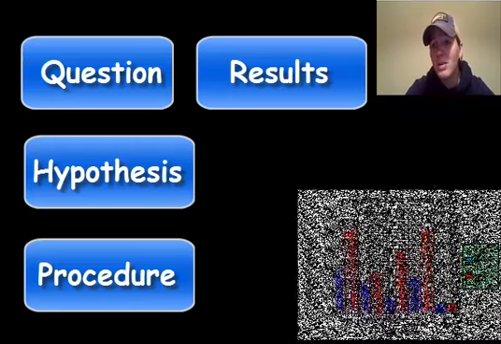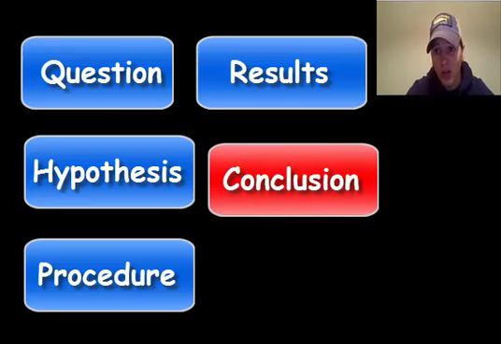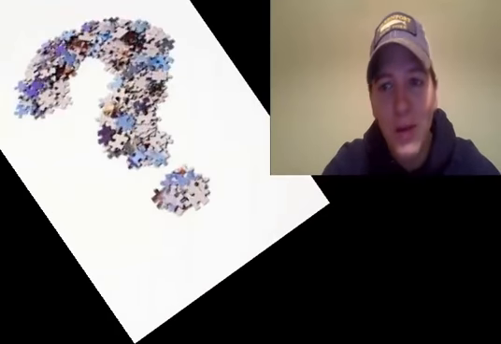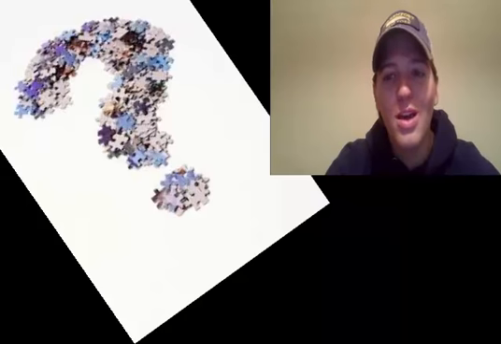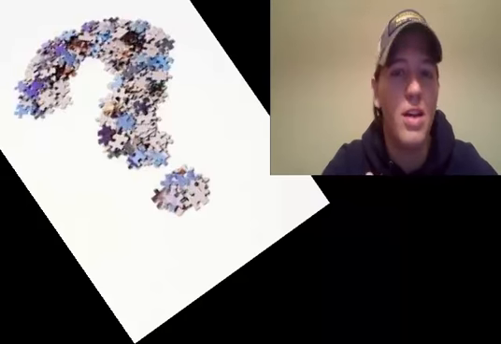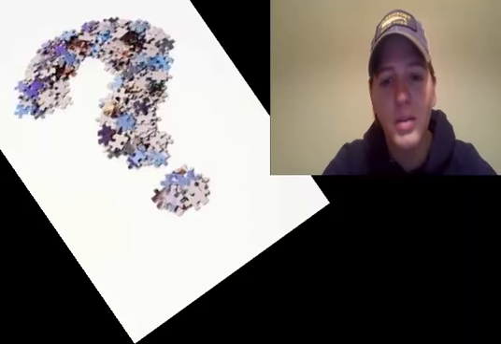Our last step is what we do with the results, and that is our conclusion. Our conclusion is very important. It sums up everything and brings all the parts of the scientific method together. Every experiment that we do as scientists is adding to the puzzle that is the world around us. We're creating one tiny explanation.